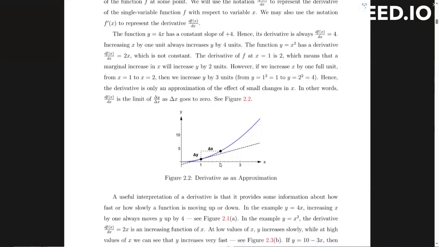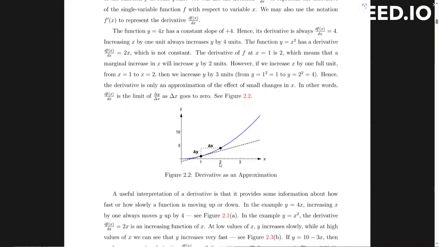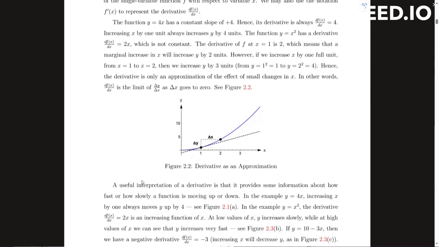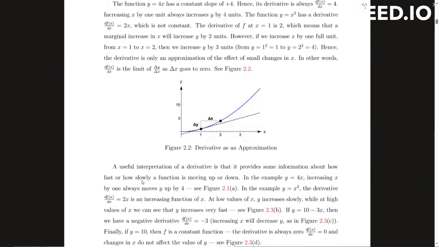We may also use the other denotation. We like both of those. We see the two notations at the top of the page. So the function y equals 4x has constant slope. They do kind of a picture right there.